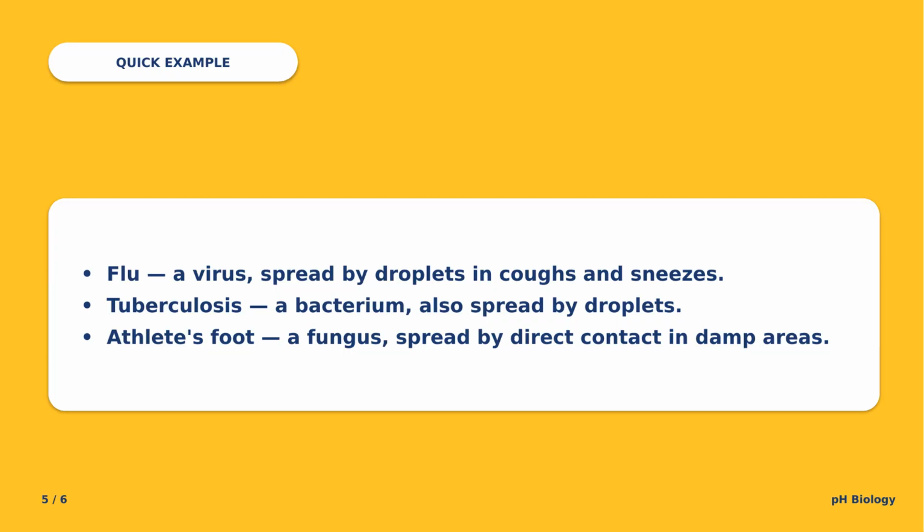Quick example: flu, a virus spread by droplets in coughs and sneezes. Tuberculosis, a bacterium, also spread by droplets. Athlete's foot, a fungus spread by direct contact in damp areas. Malaria, a protist spread by mosquitoes' bites. 4 diseases, 4 pathogen types.